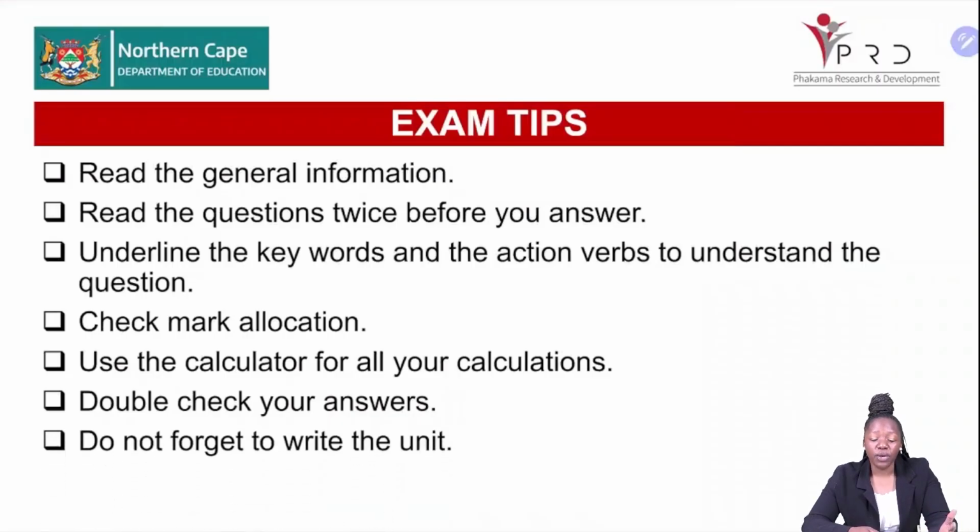Also, when it comes to measurement, you need to make sure that you measure correctly. Remember, we're using a 30 centimeter ruler. On that ruler, make sure that you start from 0 at the first point up until the next point. Also, do not forget to write the units. If they say calculate the area in meters squared, then meters squared is your unit. If they say calculate in kilometers, then kilometers becomes your unit.